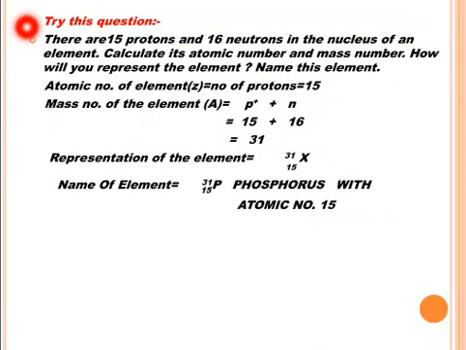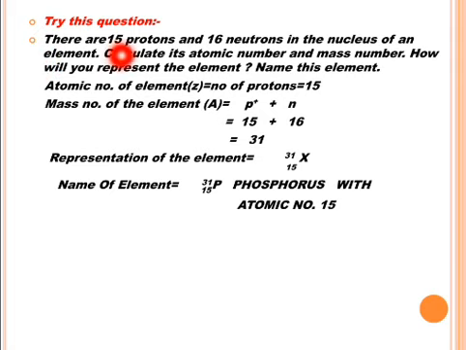Now students, let us try this question. There are 15 protons and 16 neutrons in the nucleus of an atom of this element. Calculate its atomic number and mass number. How will you represent this element and name this element?